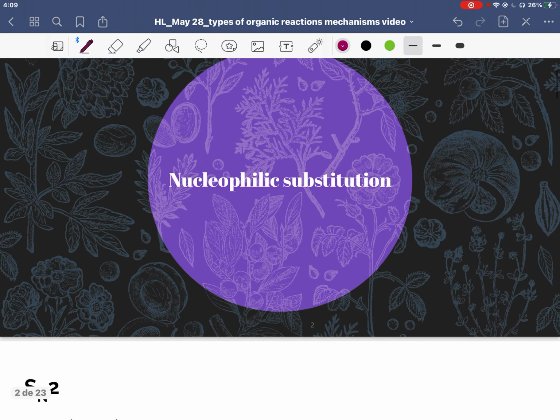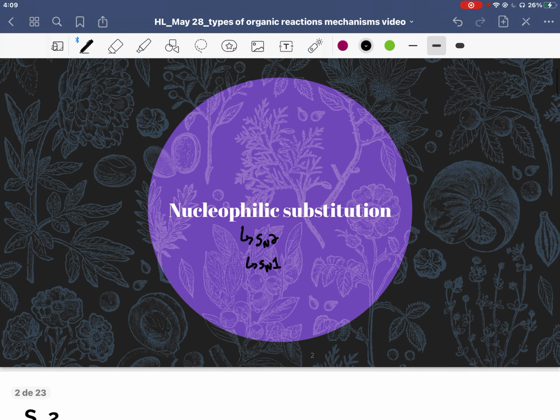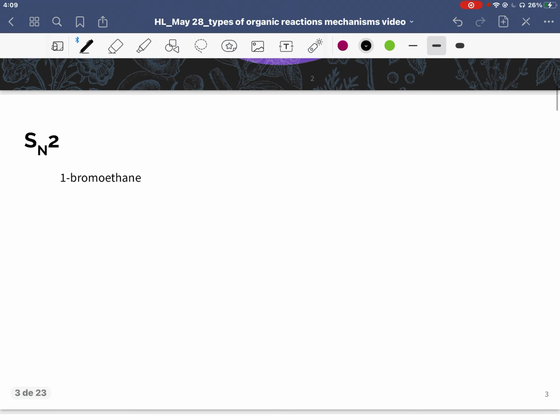All right, let's jump into it. Nucleophilic substitution. There's two mechanisms we learned, SN2 and SN1. We should be able to draw those mechanisms, and then we'll go through the other information we need to know.